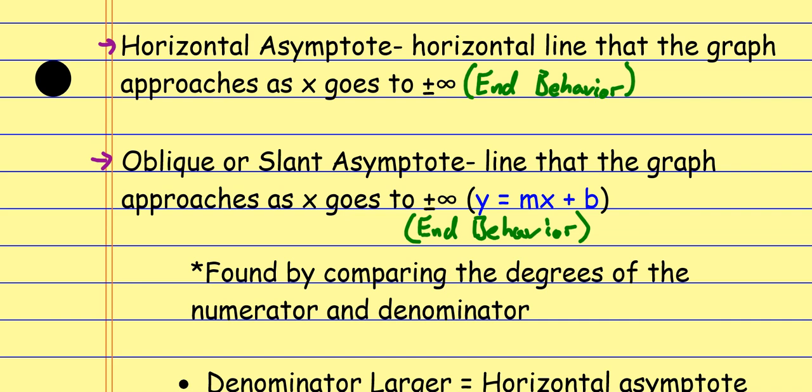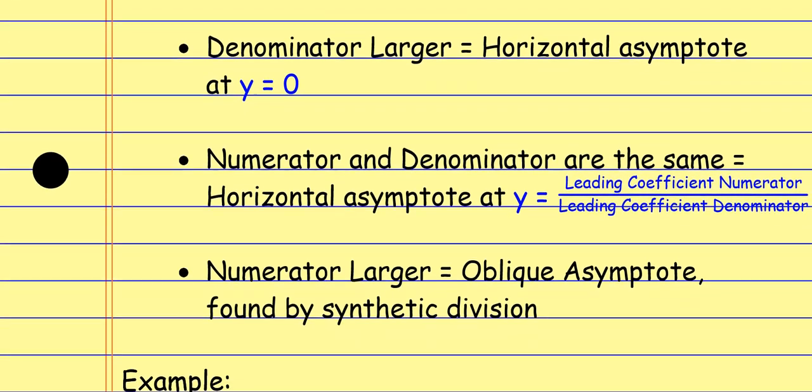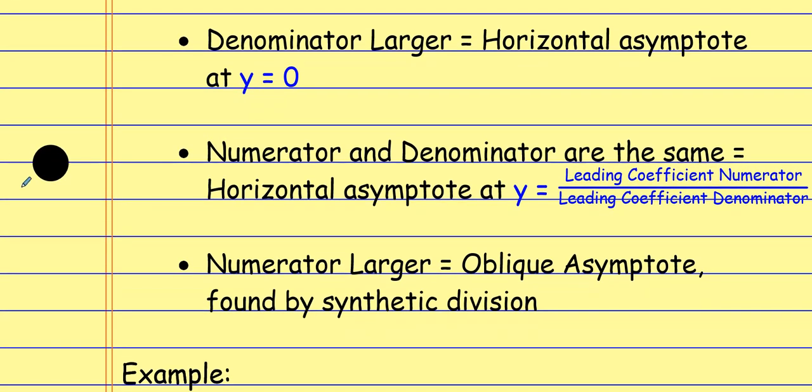We're going to compare the degree of the numerator and denominator. Depending on whether the numerator or denominator is bigger or whether they're the same, that'll tell us whether we have a horizontal or oblique asymptote, and how to find it. Horizontal asymptotes are when it's a horizontal line that we're approaching. Oblique asymptotes are when we have a diagonal line that we're approaching, a y equals mx plus b line. So here's what we do. Don't be intimidated by this, just a little bit of memorization. If we compare the degrees of the numerators and denominators, there are three scenarios that can happen.